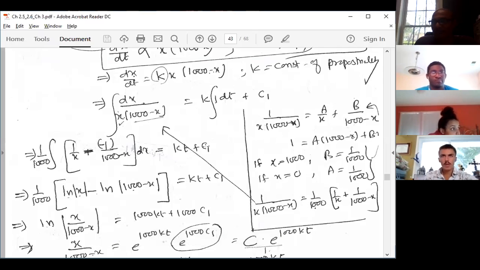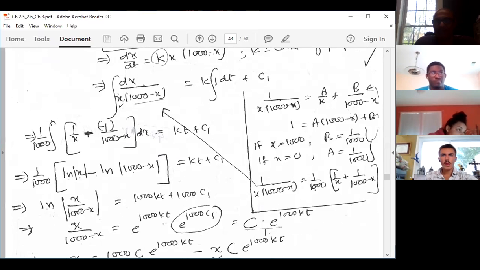That is equal to kt plus C1, because integration of k with respect to t is kt plus C1. Okay. 1 over X integration is ln X minus... Now 1000 minus X. What is the derivative of 1000 minus X? Alex, what is the derivative of 1000 minus X? Derivative of 1000 minus X is just 1. Oh my gosh. Or negative 1.